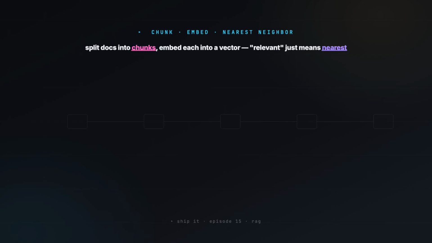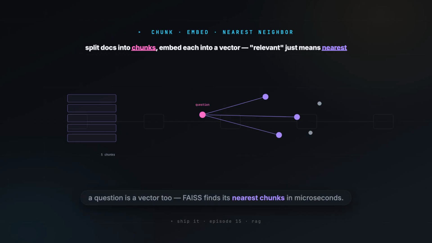To search documents, you first have to cut them down to size. You chunk, split each document into small passages a few sentences long, then embed every chunk into a vector, the way we did back in the embeddings episodes. A question becomes a vector too, and relevant just means nearest neighbor. FAISS already does that lookup in microseconds.